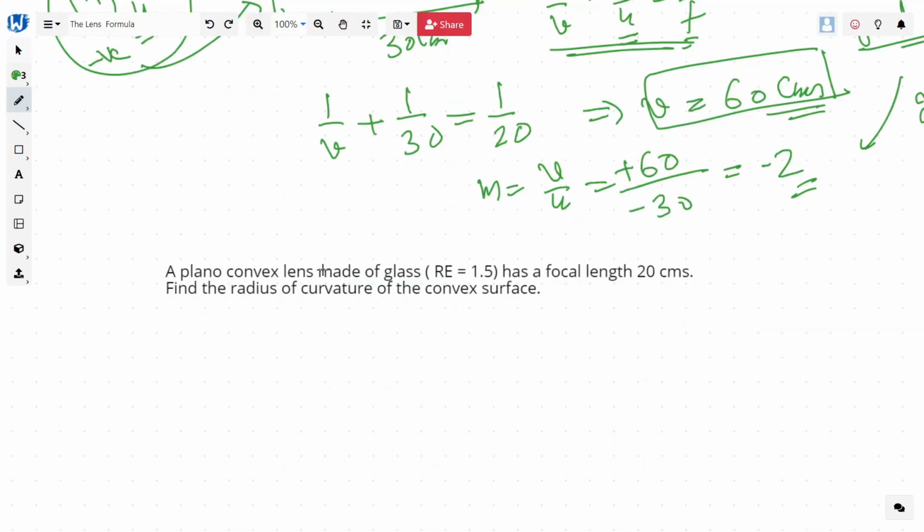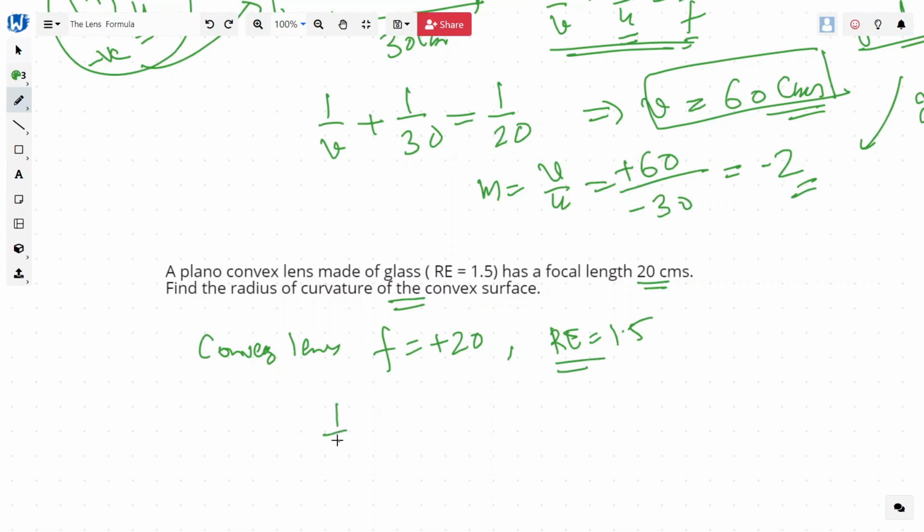A planar convex lens is made of a glass of refractive index 1.5, has a focal length 20 centimeters. Okay, so it's a converging lens, right? So F is going to be positive 20 centimeters. And now we need to find the radius of curvature of the convex surface. Okay, so refractive index is given to be 1.5. So now we are going to use the lens maker formula because we need to find the radius of curvature. Okay, so it's very simple.